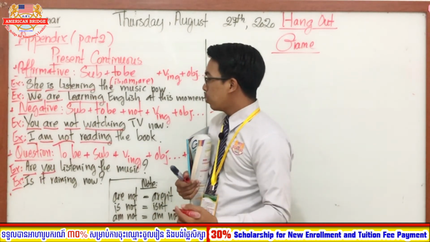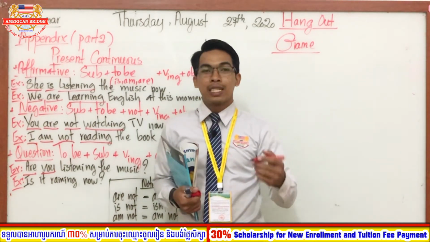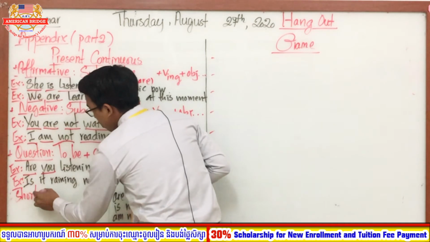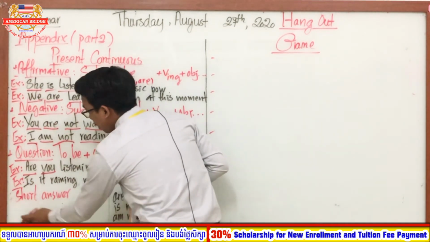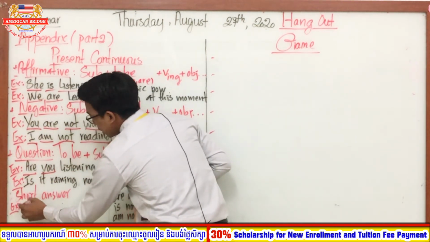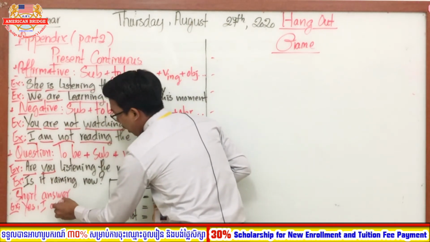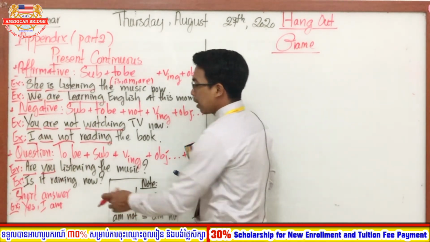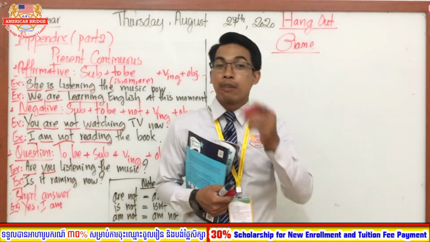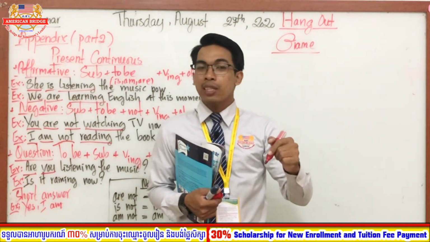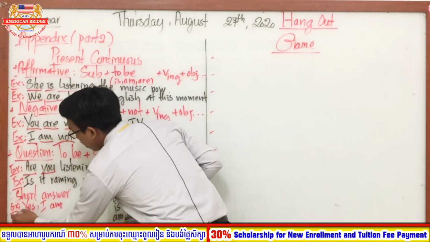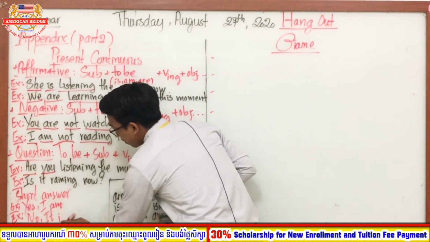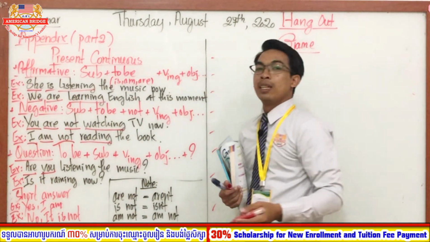So the first sentence: are you listening to the music? If you are listening to the music, you can say yes, right? Very good. So the short answer for the first one is: yes, I am. Okay, very good. And how about the last one? Is it raining now? Very good. If it is not raining, the answer must be no, right? So no, it is not, or it isn't, right?